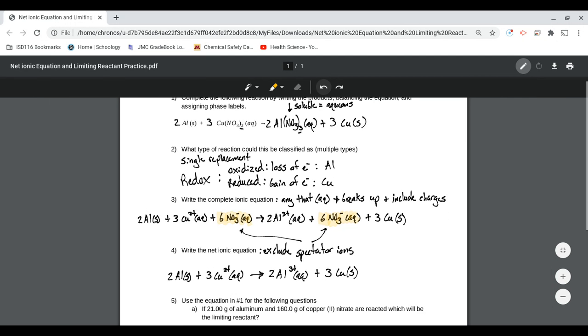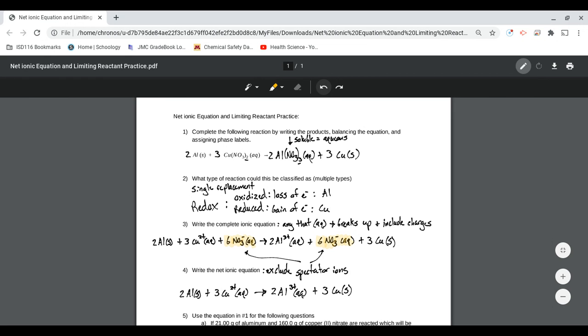So again, just zooming out, what we did is we took our reactants, we wrote the products for this reaction, and we assigned phase labels using our solubility table. Copper is just by itself, so it's going to be a solid copper. If it had a charge, it could maybe be aqueous, but as Cu, just by itself, it's going to be solid. We identified that this is a single replacement, also sometimes called a single displacement reaction. We identified that it's an oxidation reduction reaction, or redox reaction, where aluminum is oxidized and copper is reduced.